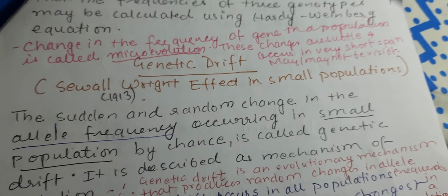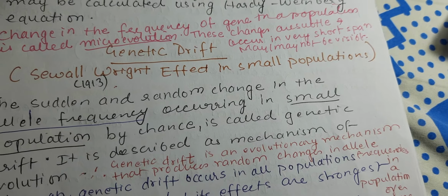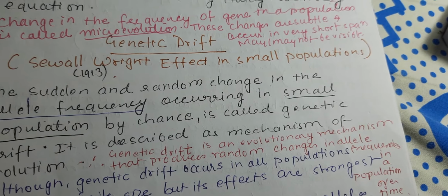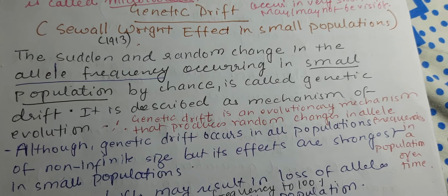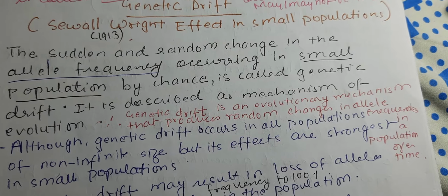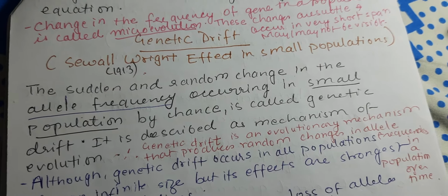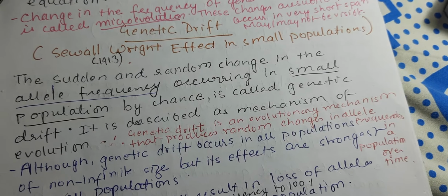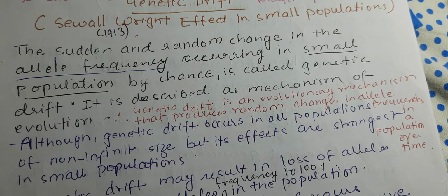Now next is the concept of genetic drift. This is also known as the Sewall-Wright effect, and it pertains to small populations because its impact is very well seen in small populations. The sudden and random change in the allele frequency occurring in a small population by chance is called genetic drift. Because the larger the size of a population, the more the chances that there is less change in the frequency. So this change by chance is called genetic drift.